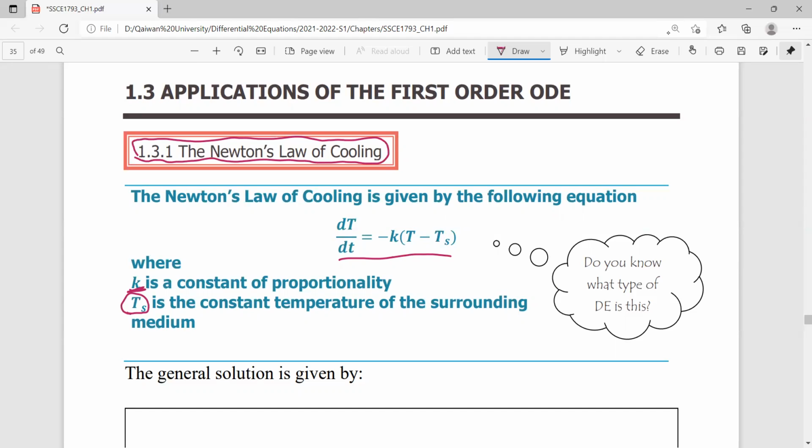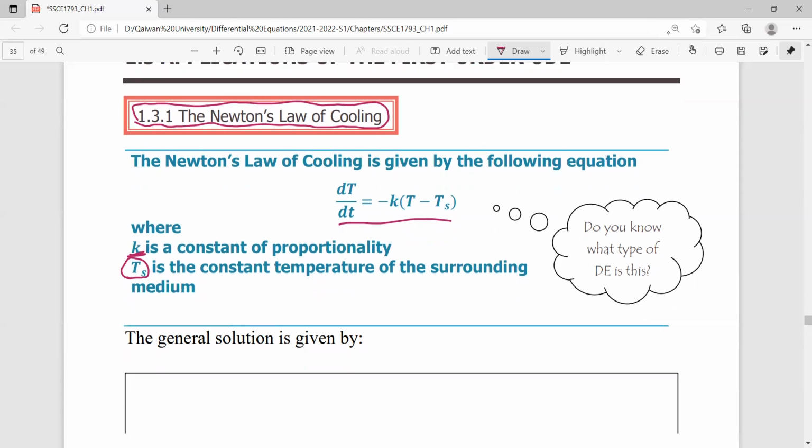Ts, okay, the temperature of surroundings.